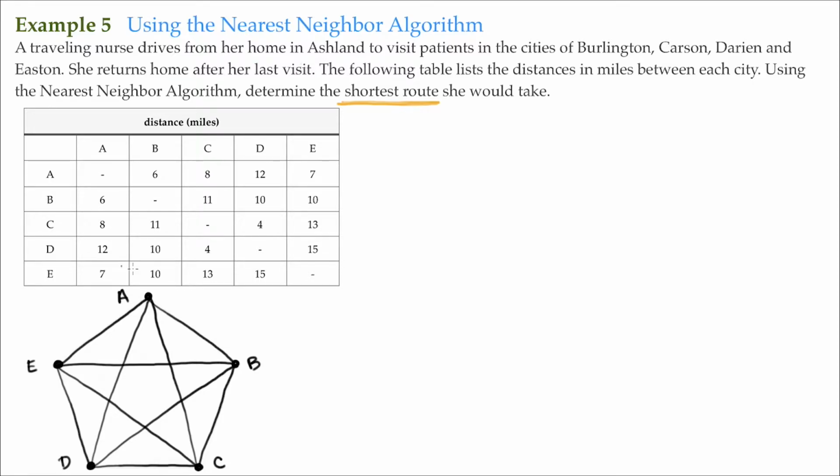Now we're going to put in the weights. And if you recall from the earlier example, the weights were money. They were airfares. Here they're distances. So from Ashland to Burlington, that's 6 miles. So I'm just going to put in 6 right here. Ashland to Carson, that's 8 miles. So I'm going to list it right in here. That's this edge right here.